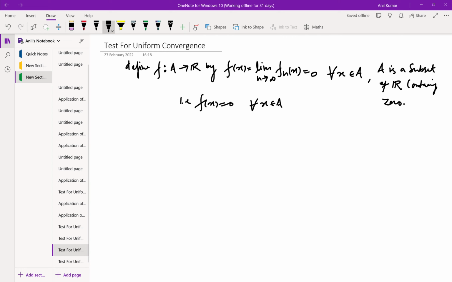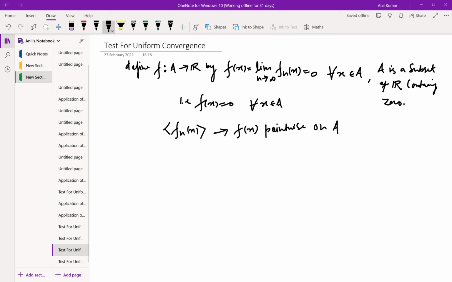So now we are in a position to say that this sequence of functions f_n x converges to the function f pointwise, यानी हर एक पॉइंट पे कन्वर्ज कर रहा है सीक्वेंस पॉइंटवाइज on a given domain A, where A is a subset which contains the point 0.